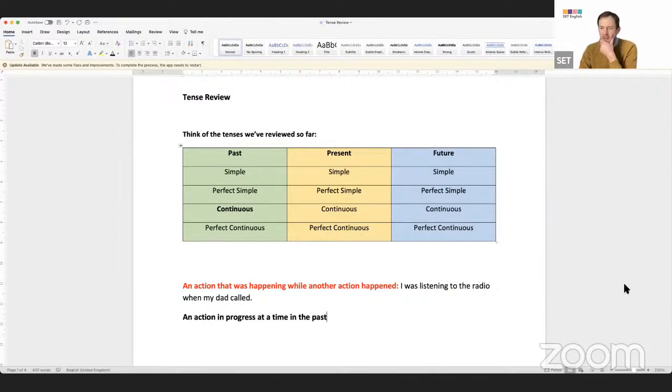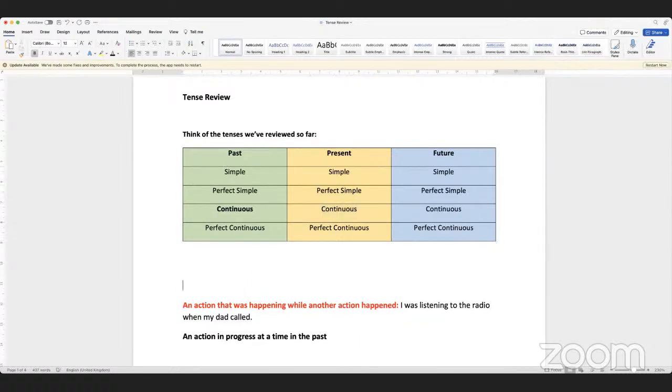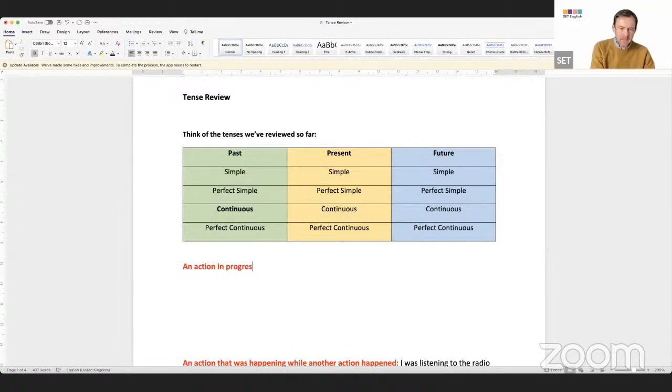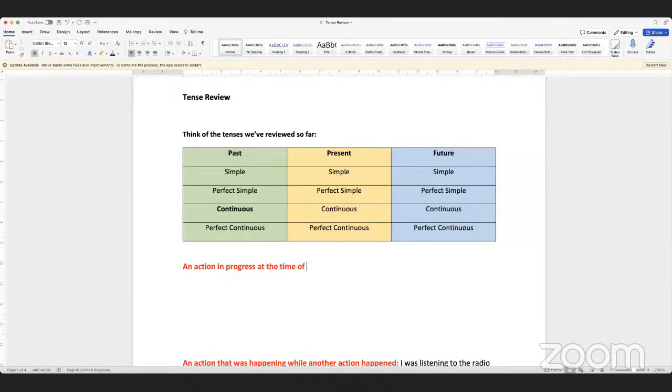Let's go for Vizada. What's present continuous? An action that is in progress. An action in progress at the time we're speaking. At the time of speaking. I like that. Yeah, at the time of speaking.